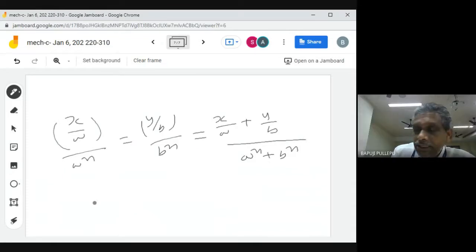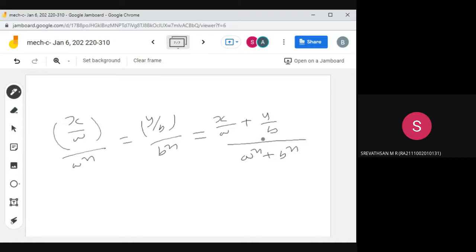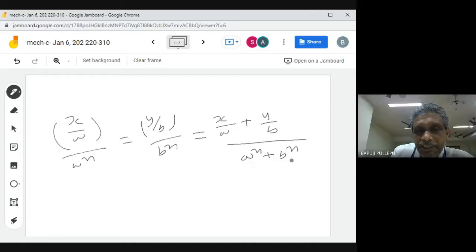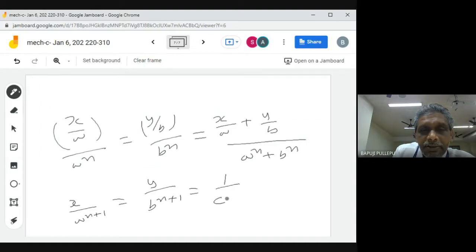So how can I do this again? But this is what? x/a plus y/b. And a^n plus b^n is what? c^n. See, again I am back to the pavilion, I go back to my old position. So this is equal to, how can I write? x/a^(n+1) = y/b^(n+1) = 1/c^n. Agree or not?